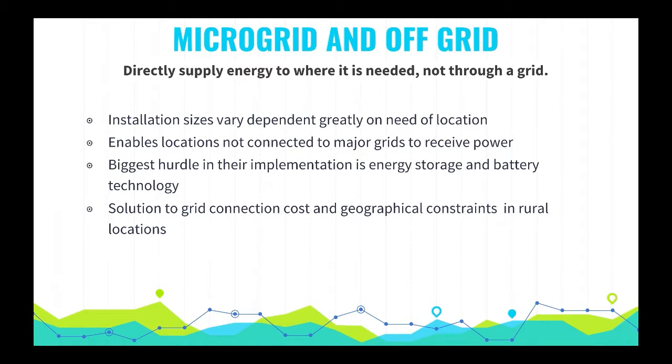Now, we also want to introduce one other, which is not really a market segment, but is a growing area within the solar industry, which is the microgrid and off-grid. These are usually installations in a house or a cottage that's not connected to the grid. These installations are usually solar panels coupled with battery storage. But this can also be villages that currently operate on diesel power that now have solar power and battery storage. Installations vary greatly depending on the size. And the biggest hurdle in their implementation is, again, as mentioned, the energy storage and the battery technology.